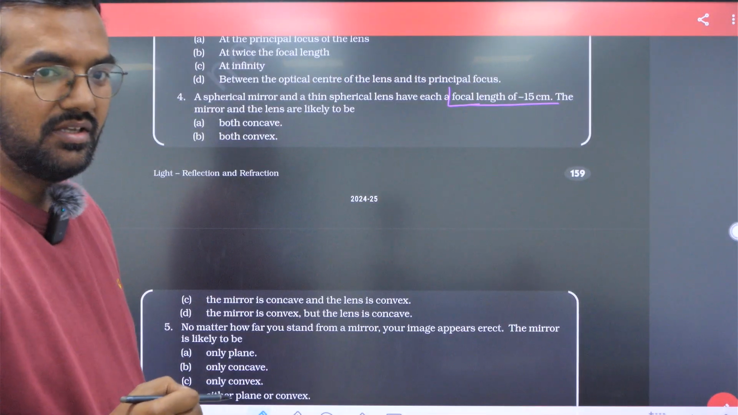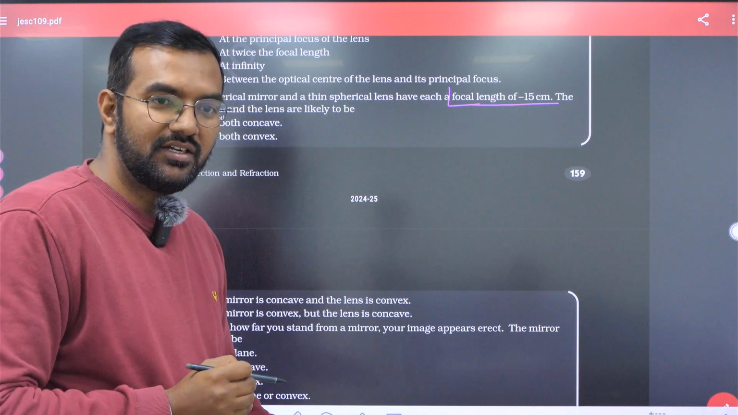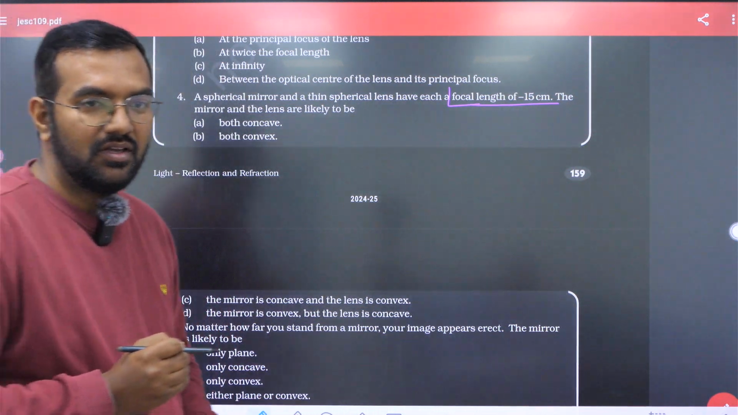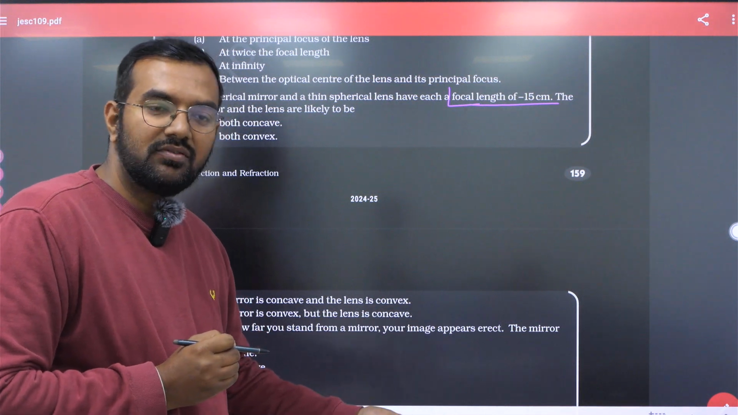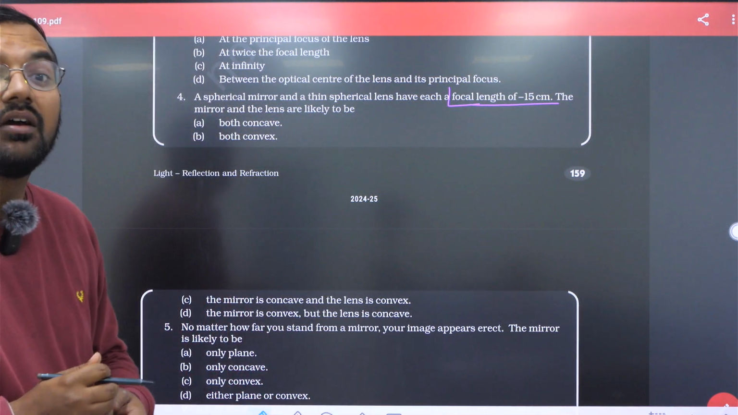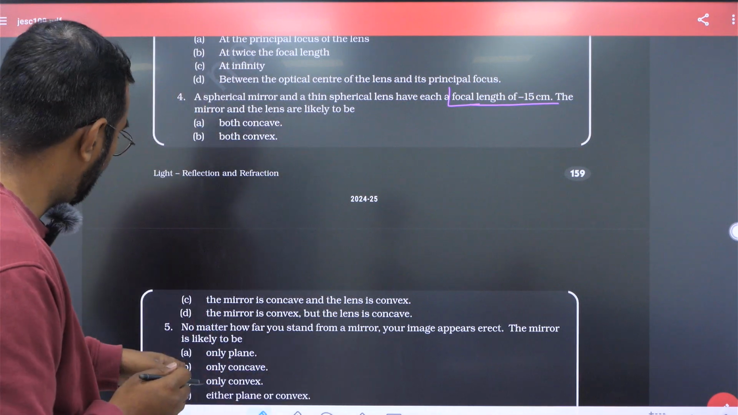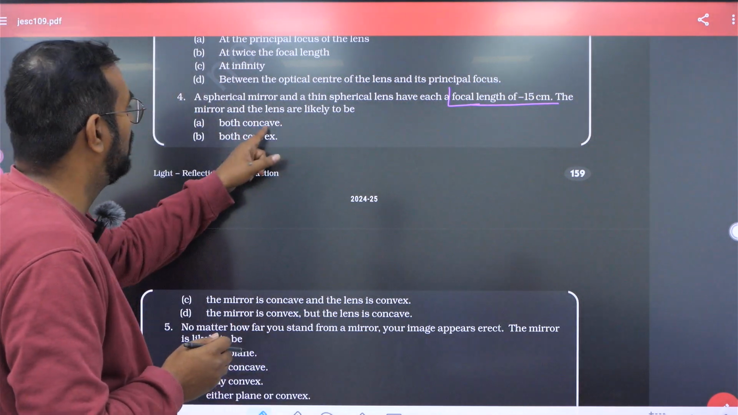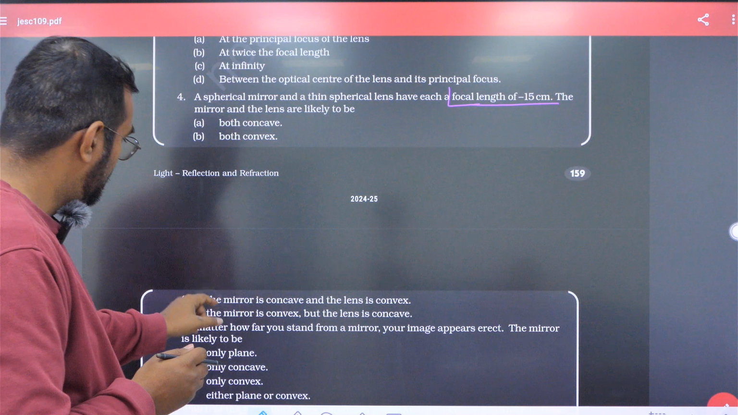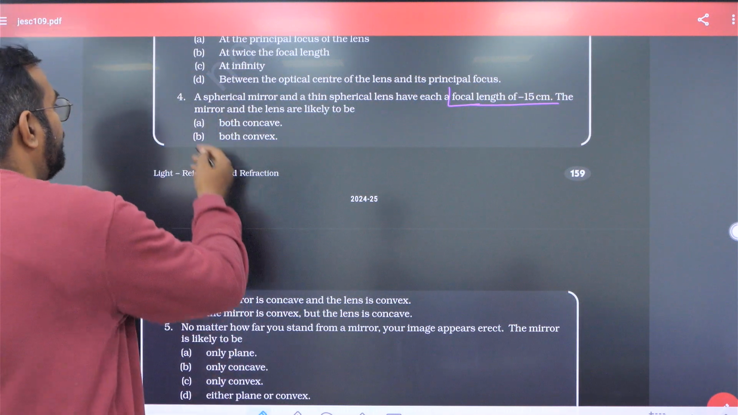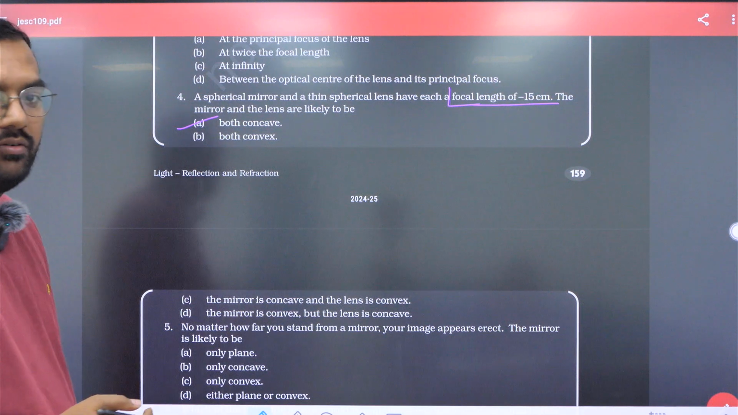In which mirror is the focal length negative? Concave. And in which lens is the focal length negative? Concave. So both are concave. Both concave, right? Is there any doubt?